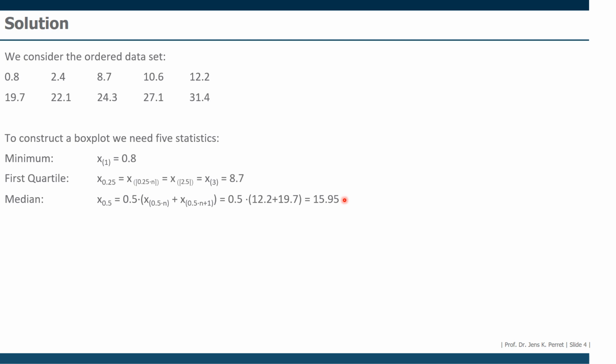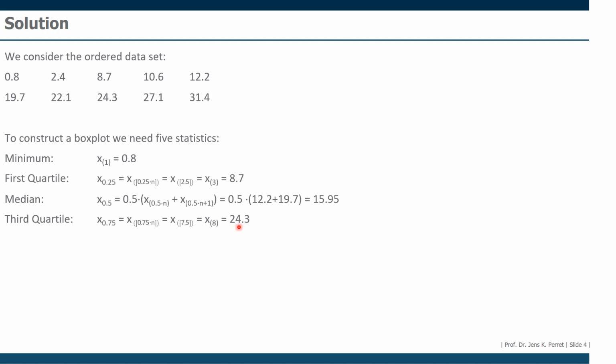Then the next part would be the upper boundary of the box, which is the third quartile. The calculation is similar to the first quartile. However, I'm not going to use the 25% part here, but the 75%. So I'm going to multiply 0.75 with 10, giving me 7.5. Again, that's not an integer, so I'm just going to round up, giving me 8. And I'm going to check the 8th observation in my data set, which here is 24.3. So that's the upper bound of my box.